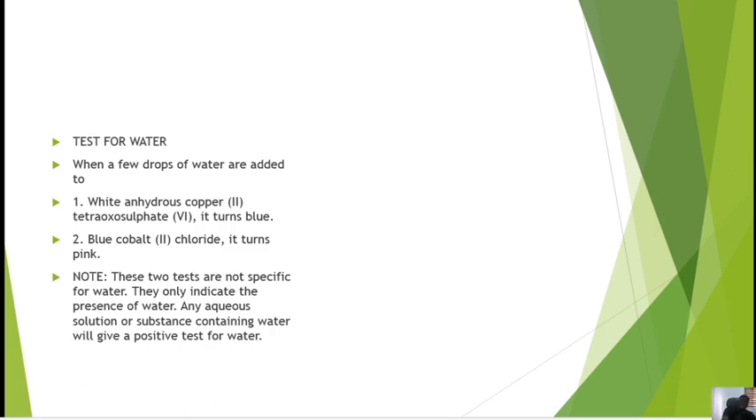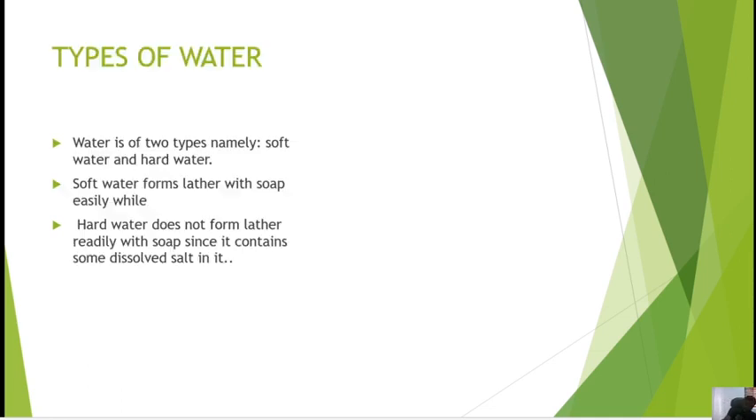Now note, these two tests are not specific for water. They only indicate the presence of water. That is to say, if you have an aqueous solution of sodium hydroxide and it comes in contact with these salts, automatically, because the aqueous solution contains water, it will have a positive test. So it's not like saying that anytime you see this, it means that only water is there. It's just trying to say that there is at least water there. It's not trying to indicate pure water. It's just trying to show the presence of water.